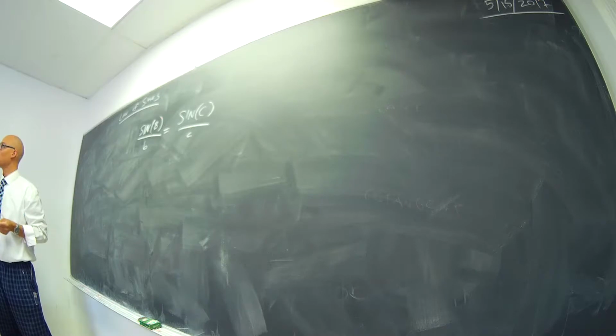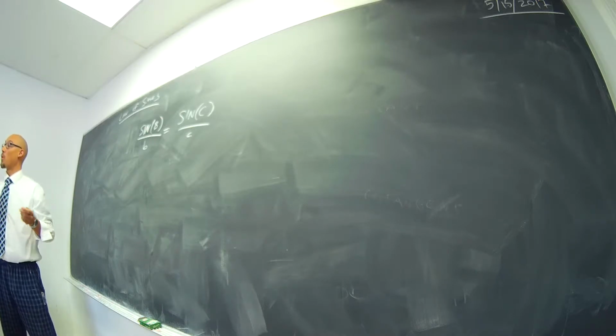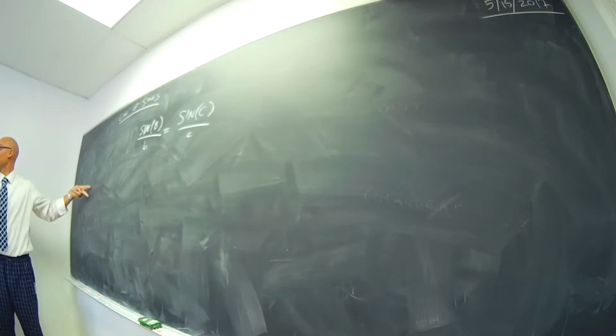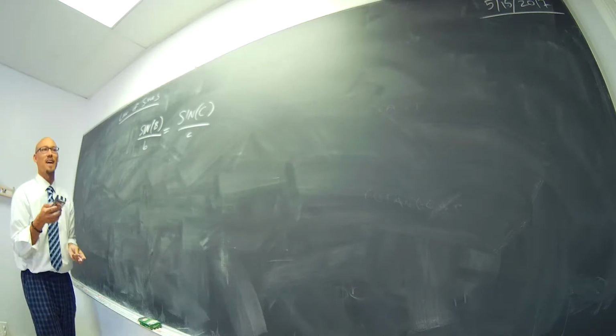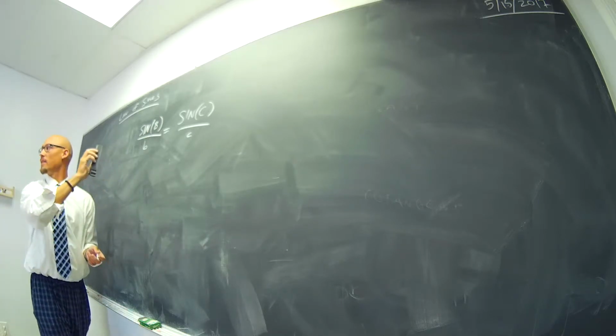Jasper? That works for all triangles. It works for the cases that we just wrote about in our notes: ASA, AAS, and ASS. Angle side angle, angle angle side, and angle side side.